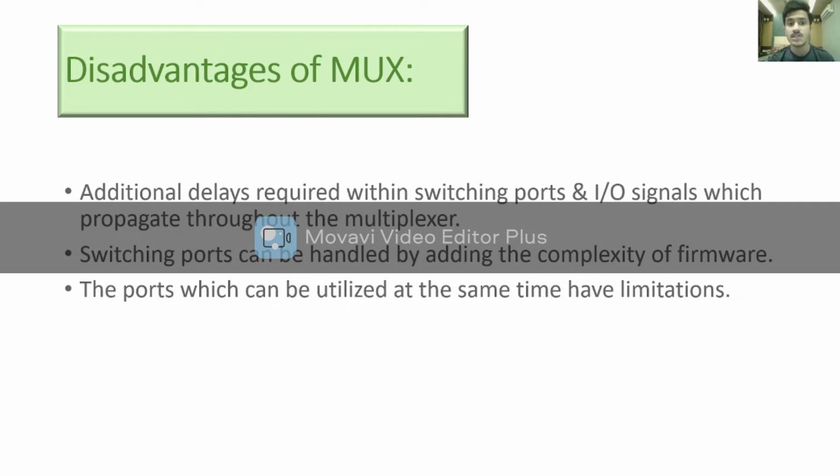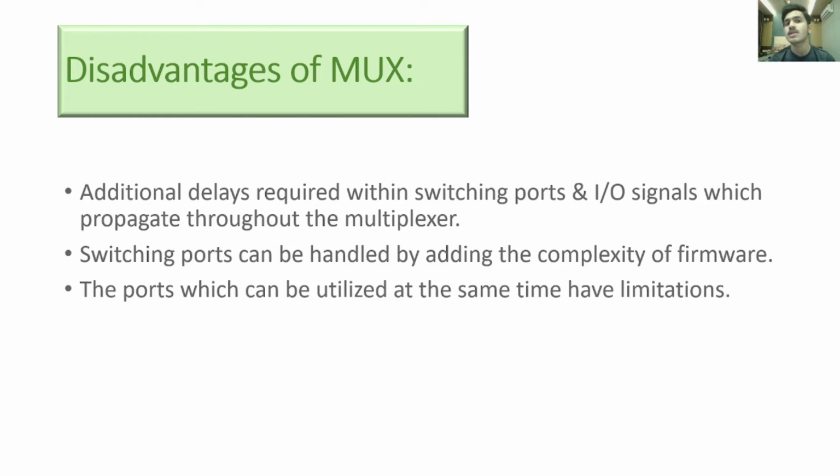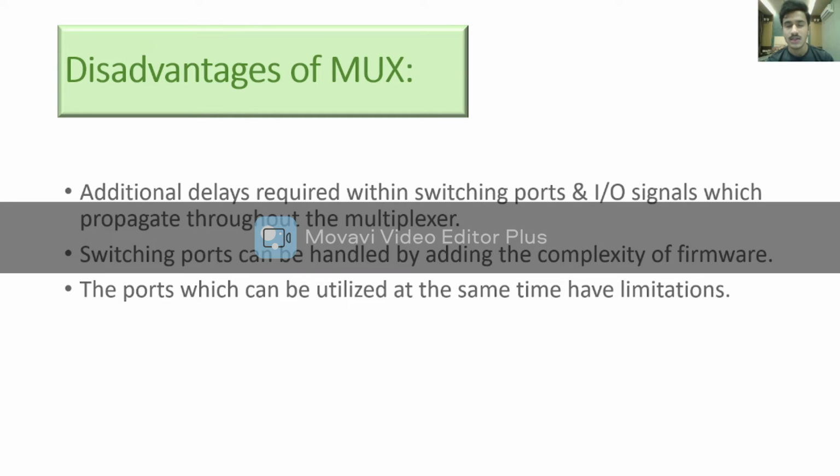Disadvantages: additional delays are required within switching ports and input-output signals which propagate through the multiplexer. This means that there are more delays during the input and output propagation. So this reduces, a little bit, the efficiency of the circuit.